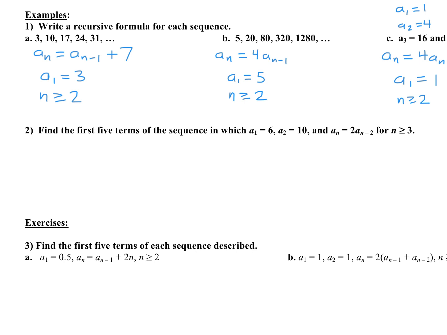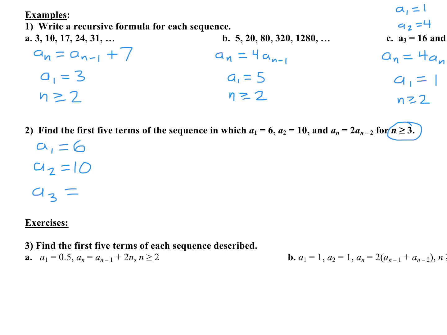So number 2 is a little different because it refers to a previous term, but not the term right before the term we're trying to find. It goes back 2 terms. So we want to find the first 5 terms. I'll just rewrite the first 2 that were given. A1 is 6. A2 is 10. And they tell us that the equation they provide can be used starting when n is 3. So we can use the equation to find A3.